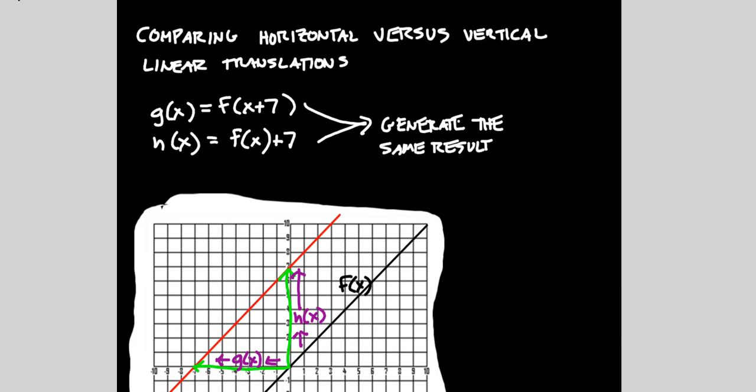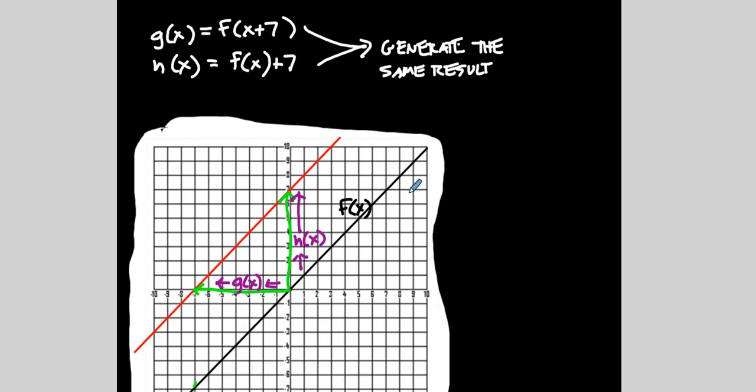So then another example here, comparing horizontal versus vertical linear translations. I have a graph here. Again, I have f of x. So I have g of x here, which is a translation of f of x 7 units to the left, f of x plus 7. And that turns out to generate the same result as the function h of x, which is the function f of x shifted 7 units up.